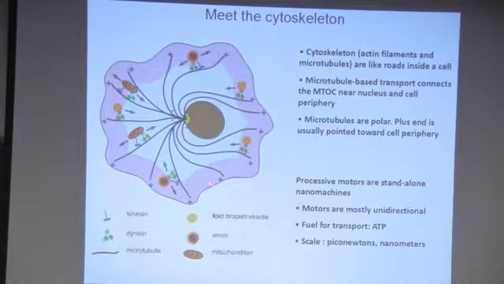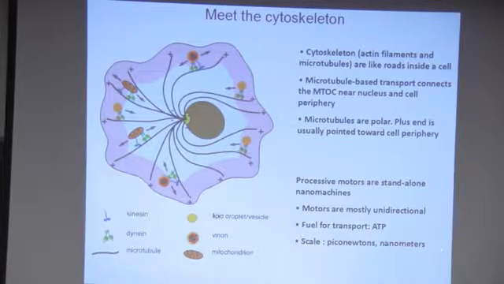So the motors that move cargos towards the nucleus are usually of the dynein variety. They move towards the minus end. And the motors that move cargos to the periphery are usually of the Kinesin variety. And that's your usual kind of dichotomy of transport, where one set of motors can fight another set of motors.